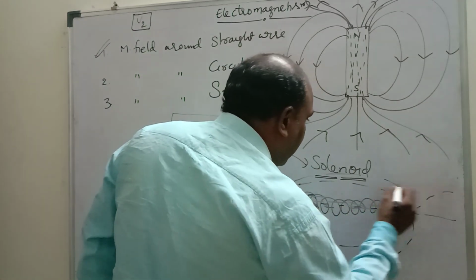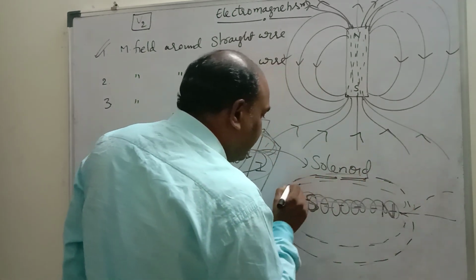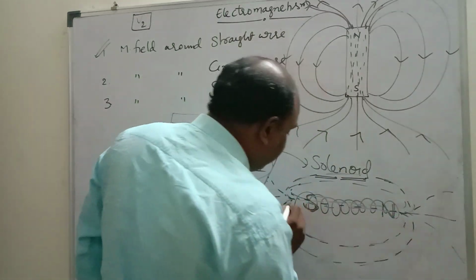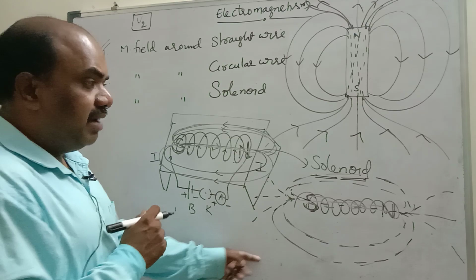From this activity what can we conclude? We can say that magnetic lines are closed loops. Magnetic lines are what loops? Closed loops. Very, very important.